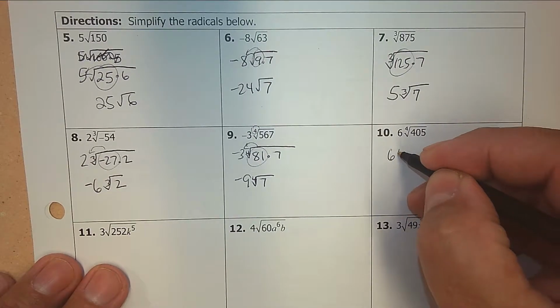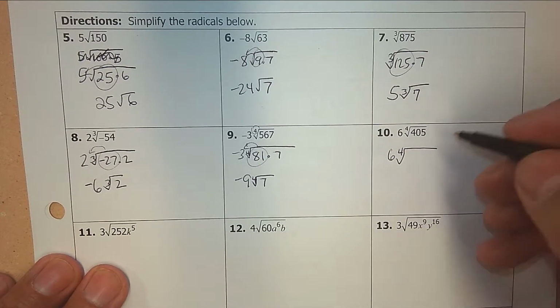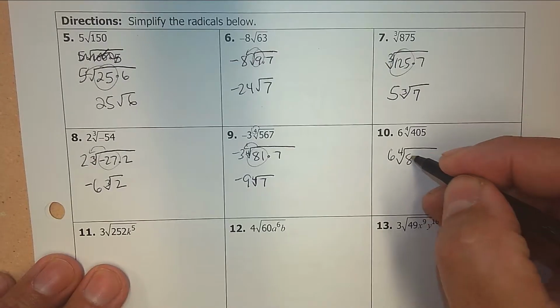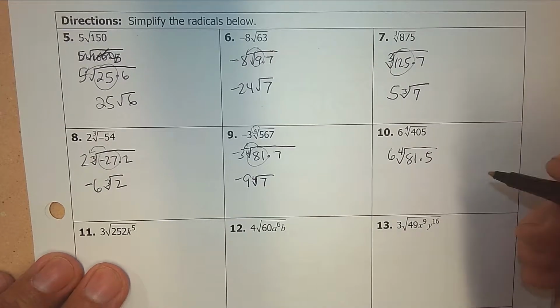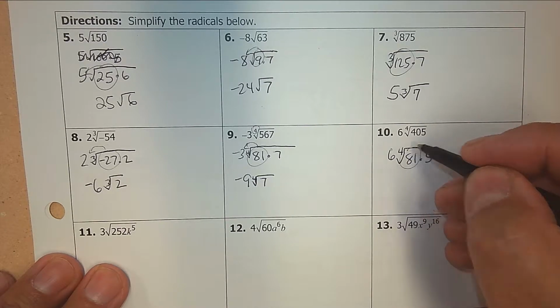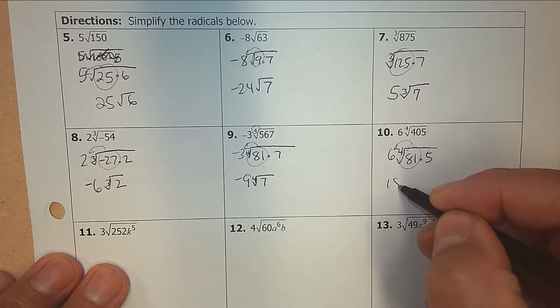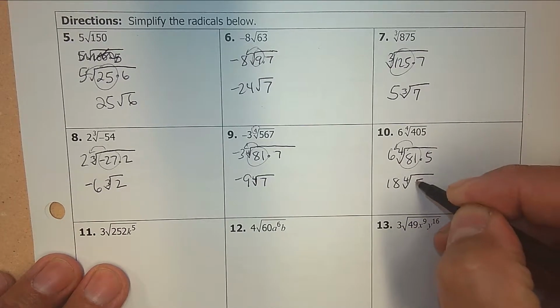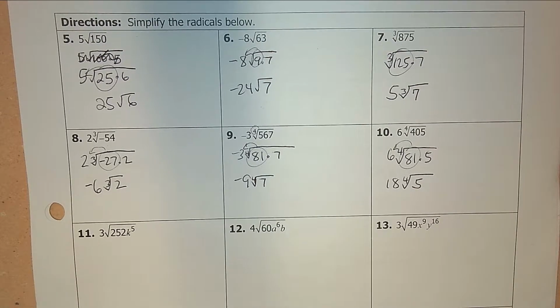Fourth root, for 405, we're going to use 81 again. This time it's 81 times 5. So the fourth root of 81 is 3, and 3 times 6 is 18. And you're left with the fourth root of 5 behind.